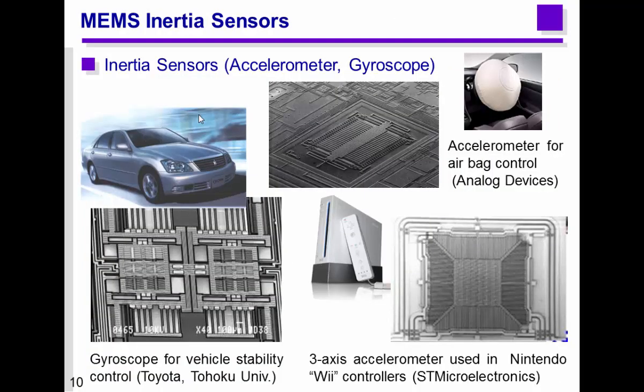The most commercially successful MEMS is the inertia sensor, as you know. This is a gyroscope which is installed in the Toyota Lexus. It's a luxury car. This was developed in Tohoku University, our university, and now commercialized. And this is used for the vehicle stability control. And this is an acceleration sensor, and these kinds of sensors are also used in Nintendo.